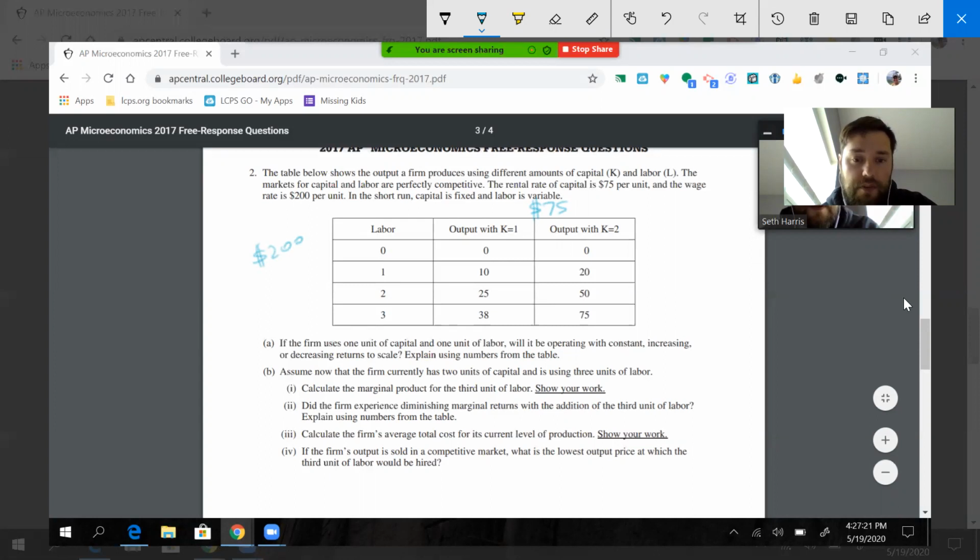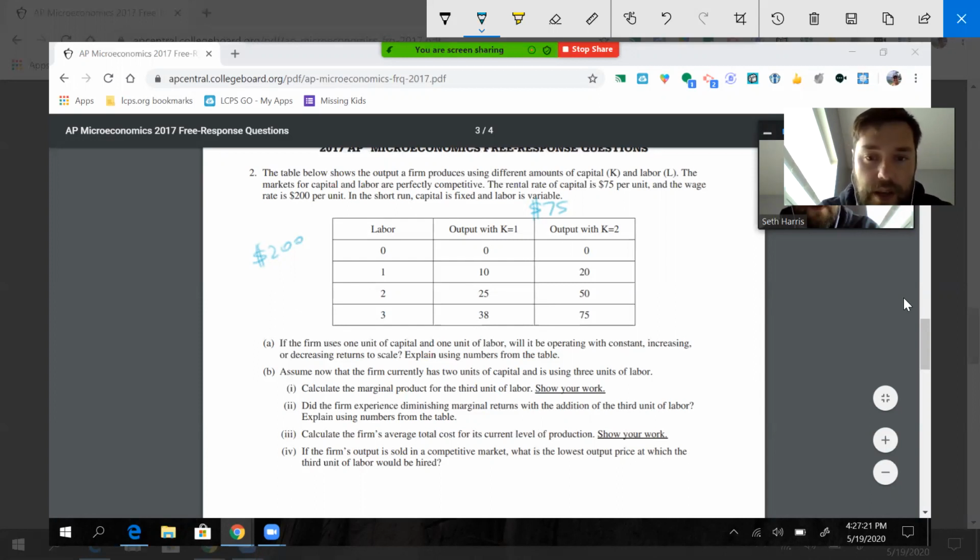Part A, if the firm uses 1 unit of capital and 1 unit of labor, will it be operating with constant, increasing, or decreasing returns to scale? And explain using specific numbers from the table. There's a couple of ways you could approach this. The first way I'm going to give is probably the more intuitive, easier way.